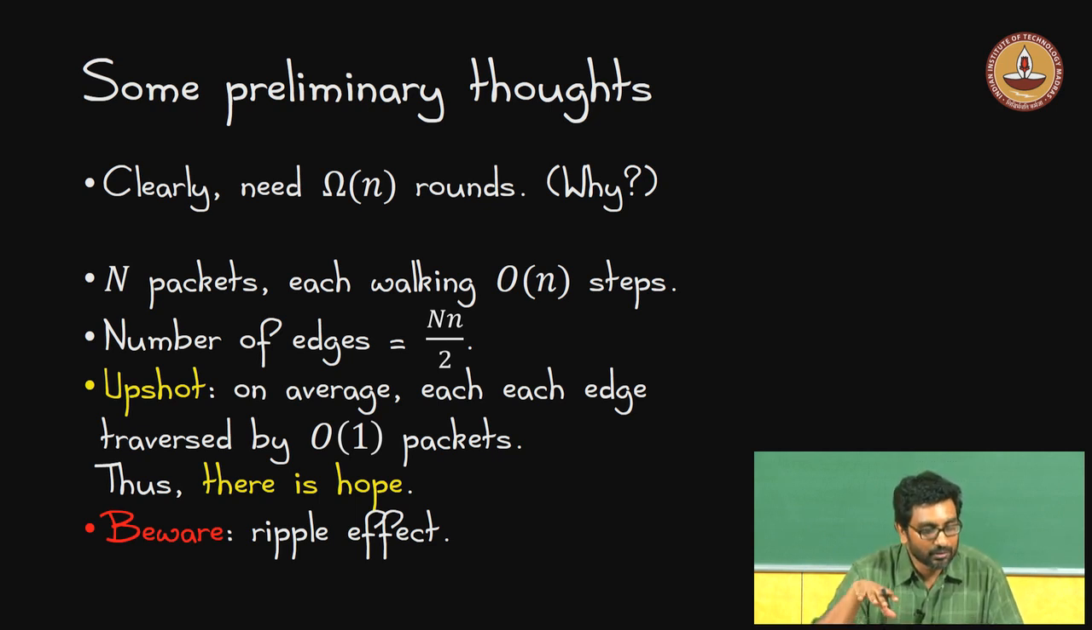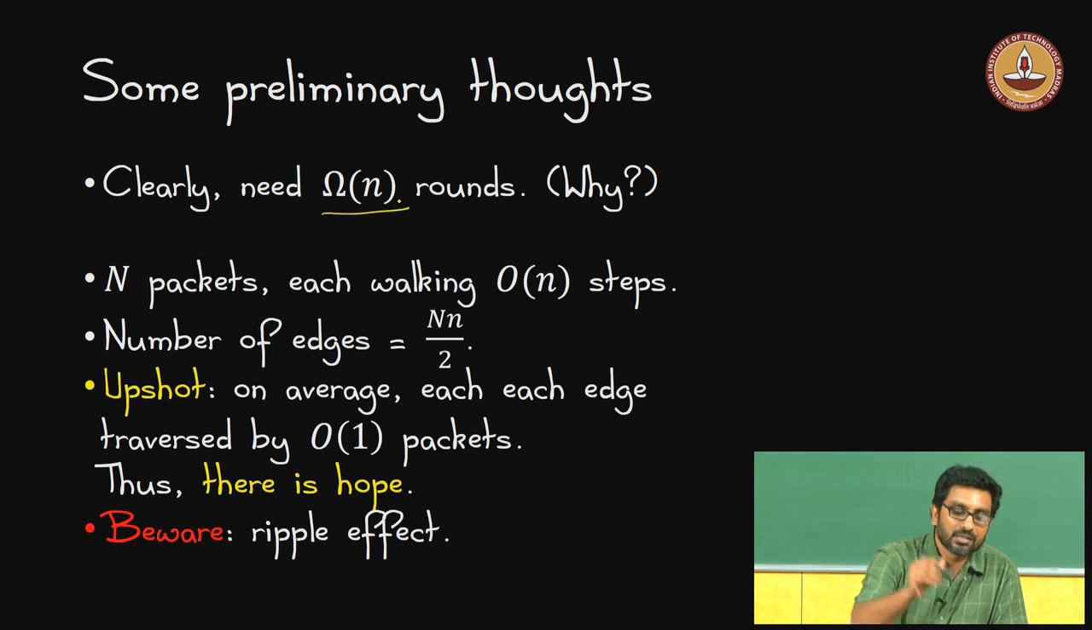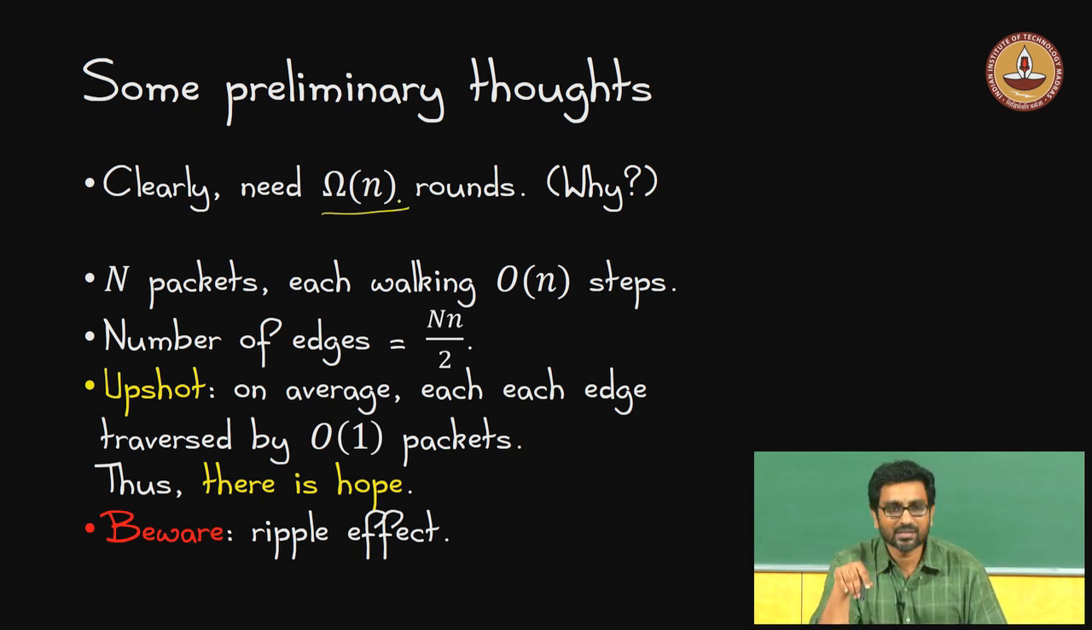Some preliminary thoughts. One thing to start off with is that it clearly needs omega of n rounds. Why is that? The diameter of this network is n, lowercase n, and bit fixing gives you the intuition as to why the diameter is n. Because the diameter is n, there can always be permutations where a packet has to traverse n edges, and therefore, it will take at least omega of n rounds.